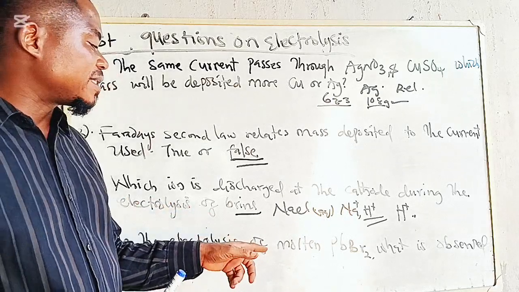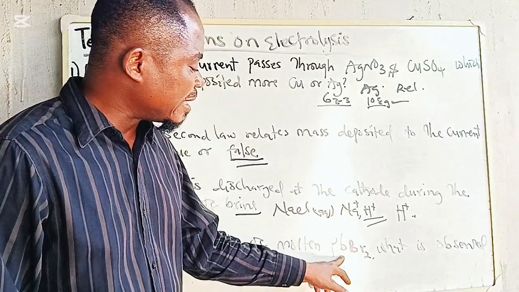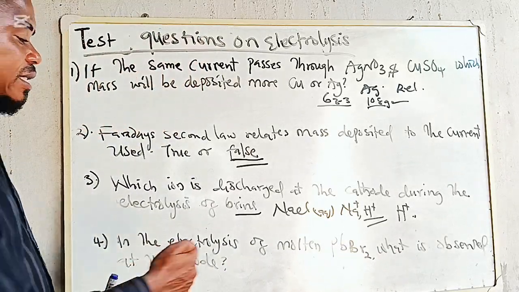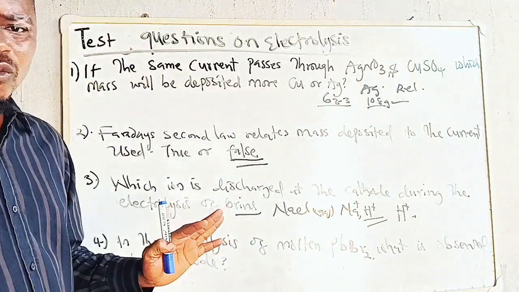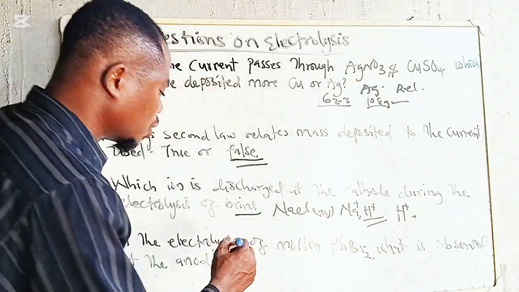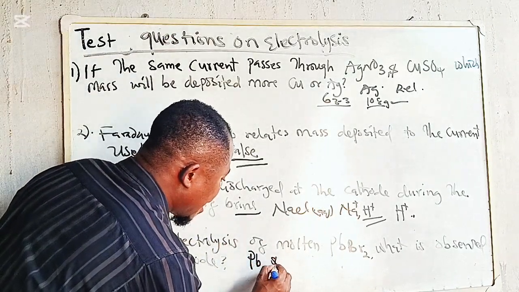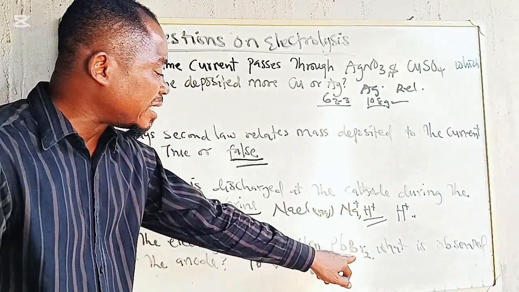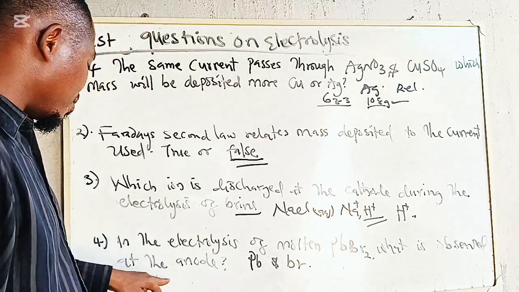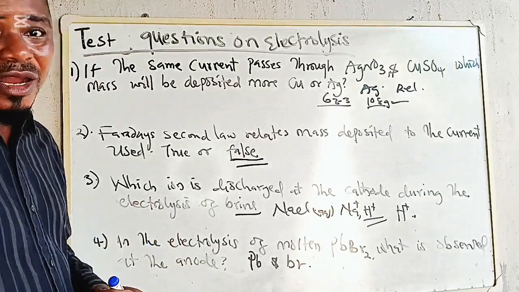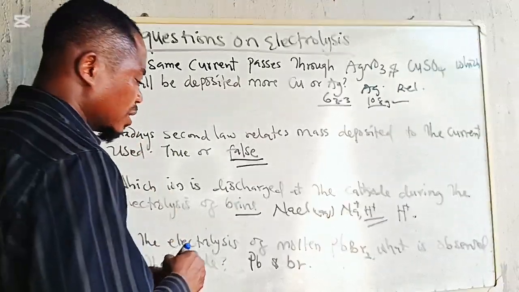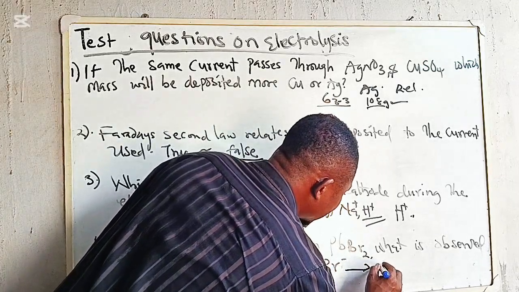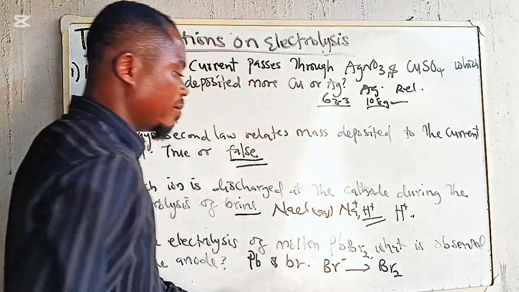In the electrolysis of molten lead bromide, what is observed at the anode? Now, when this word molten comes, you know it is in the absence of water. Therefore, these are the only ions you see: lead and bromide. We are asking for the product at the anode, so we must know the anodic half reaction. At the anode, bromide ion will be discharged and bromine gas will be liberated.